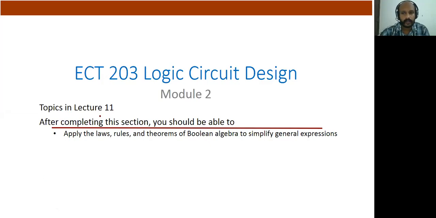In lecture 11, mainly we will discuss how to apply the Boolean laws or the theorems in Boolean algebra to simplify the expressions. Before watching lecture 11, please watch lectures 7, 8, 9, 10, because 7, 8, 9, 10 explain the different rules of Boolean algebra. So before watching lecture 11, please watch lecture 7 to 10, which give an overview about the different laws of Boolean algebra.